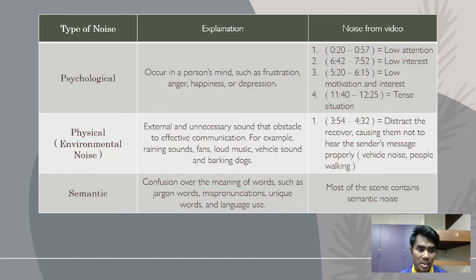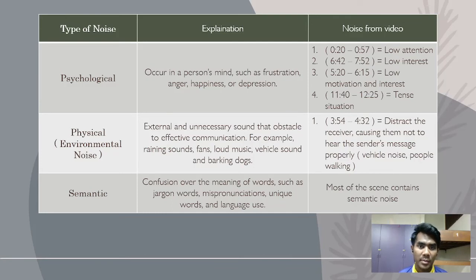The next type of noise that we can identify is physical, or we can call it environmental noise, which is external and unnecessary sound that is an obstacle to effective communication. For example, raining sound, fans, loud music, vehicle sound, or a barking dog. From the short film, we can identify one, from 3.54 until 4.32. It distracts the receiver, causing them not to hear the sender's message properly, in the conversation between Miss Purdy and Ardal's mother. From that scene, we can hear vehicle noise, people walking, and some bell ring.